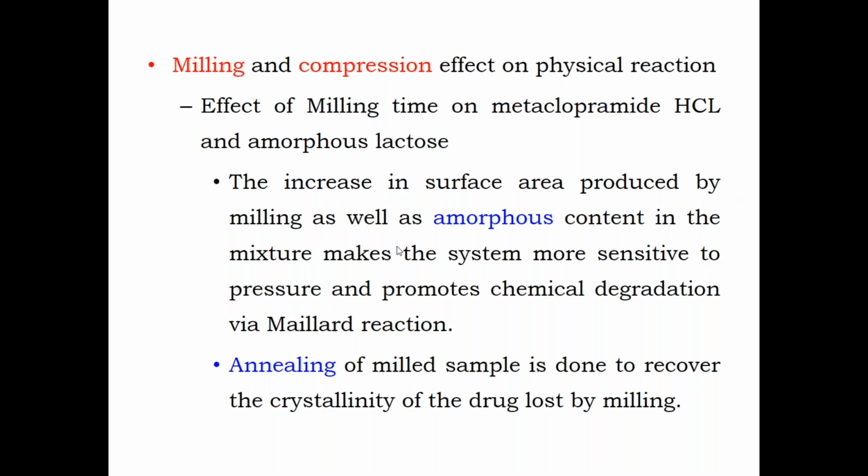Why do we do milling? We do milling for mixing and also for size reduction, so two things happen there. Mixing also happens, for example in a ball mill or double cone blenders, which are used for mixing purposes. During the mixing process, there is a chance that the size will also be reduced. When the size is reduced, the increase in surface area produced by milling, as well as the amorphous content in the mixture, makes the system more sensitive to pressure and promotes chemical degradation called the Maillard reaction. So they observed some chemical degradation. It's because of a physical reason that chemical degradation is happening. The physical reason is the milling process, and the interaction happening is between the metoclopramide and the amorphous lactose.